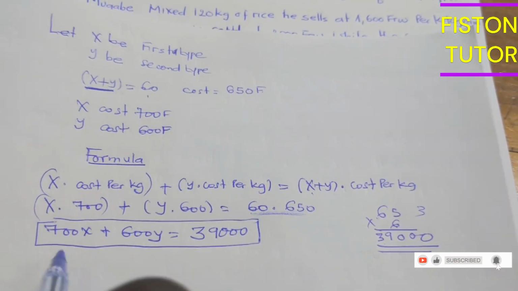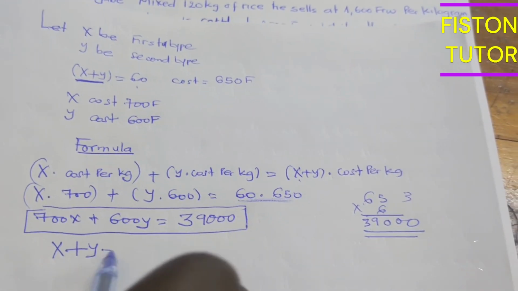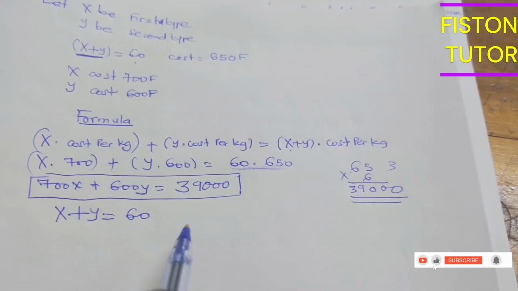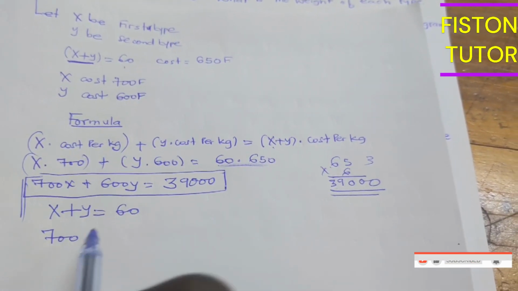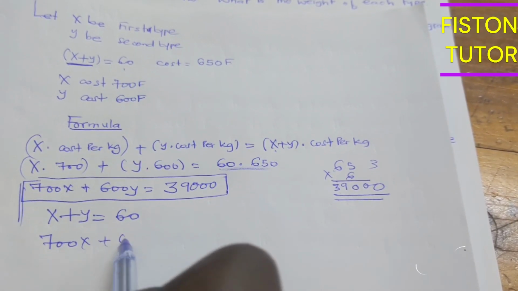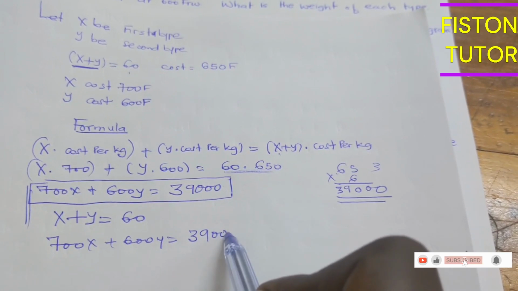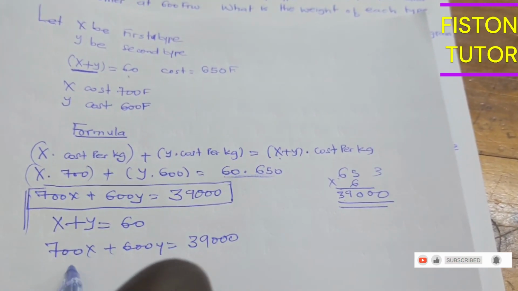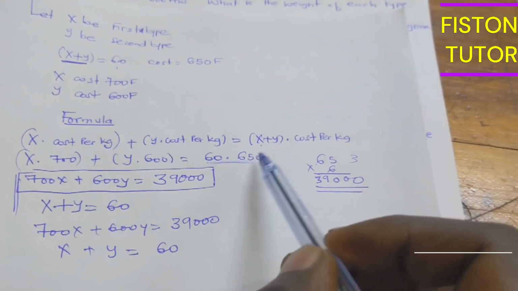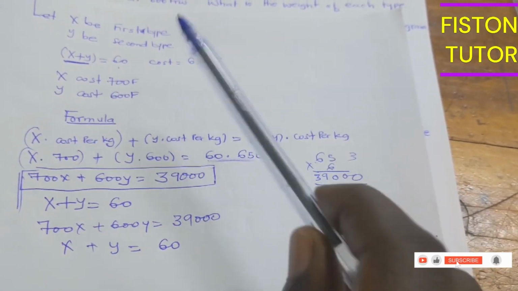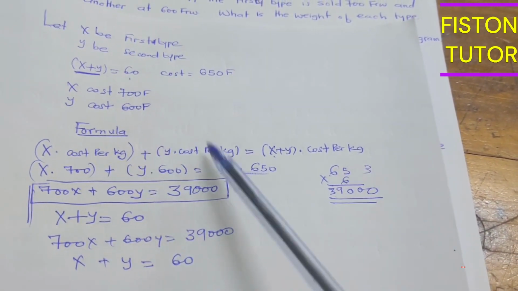Now, we have to remember that we have another equation, which is x plus y, which is equal to 60. Now let us solve it simultaneously. We have 700x plus 600y, which is equal to 39,000, and here we have x plus y, which is equal to 60. Here we didn't include francs, and here we don't include kilograms.